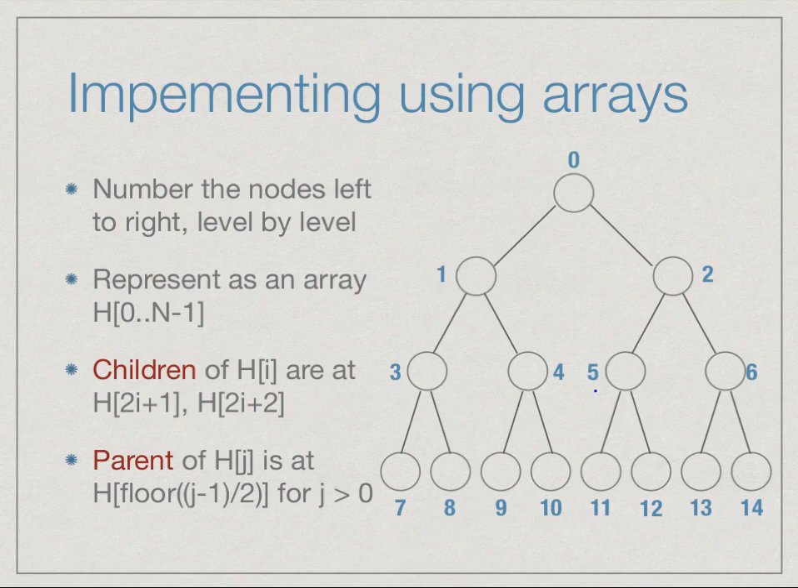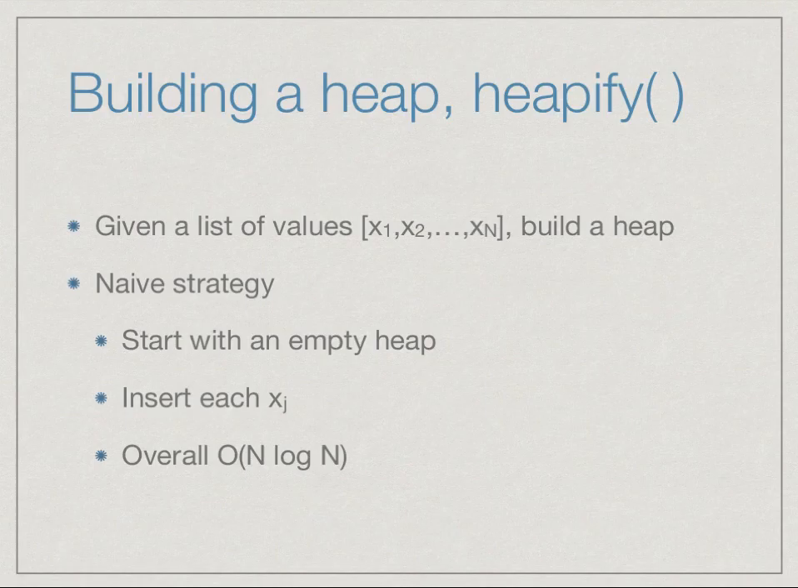The parent of j is at (j minus 1) by 2. Now (j minus 1) by 2 may not be an integer, so we take the floor. So if we take 11 for example, 11 minus 1 is 10, 10 by 2 is 5. If we take 14 for example, 14 minus 1 is 13, 13 by 2 is 6.5. We take the floor and we get 6. So this allows us to manipulate parent and children nodes by just doing index arithmetic. We go from i to 2i plus 1, 2i plus 2 to go to the children, and we go from j to floor of (j minus 1) by 2 to go to the parent.